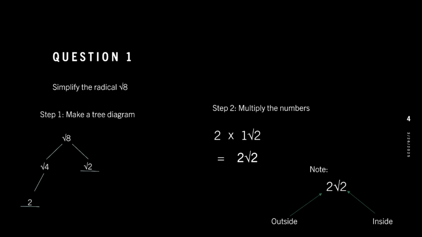Now let's try another example similar to question 1. Let's try this question here. We have simplify the radical 27, or square root of 27. Now the first thing you would do is make a tree diagram. So square root of 27. So you could think of many ways to multiply to 27. Many of you may think square root of 9 and square root of 3. That's fine. You can see right here the square root of 3 can't be broken down anymore, so we leave it as square root of 3.